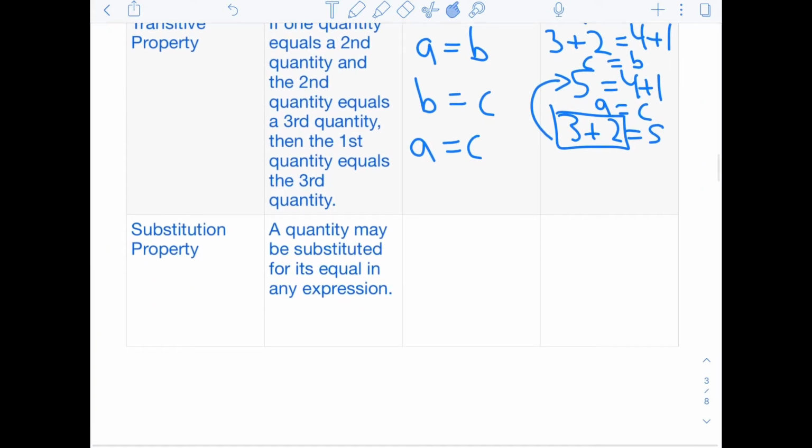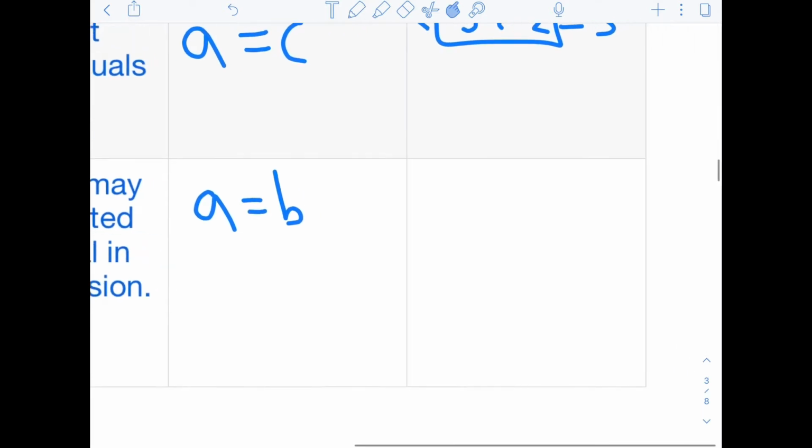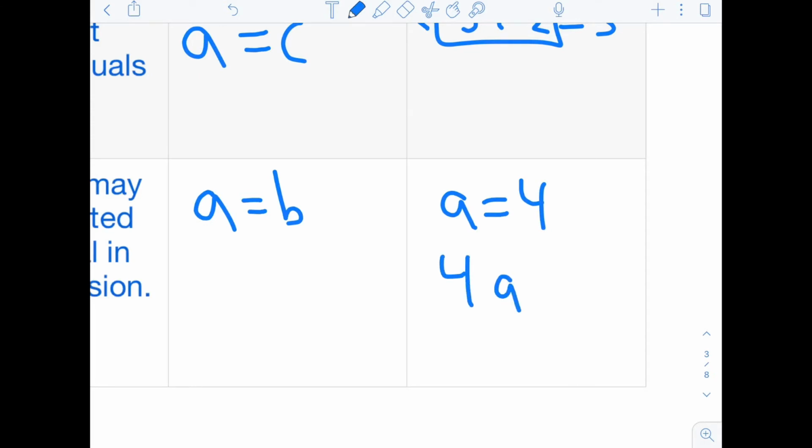And then another property is the substitution property, which says that a quantity may be substituted for its equal in any expression. So if A equals B, then A may be replaced by B in any expression. For example, if A equals 4, then 4A equals 4 times 4. Because A and 4 are the same thing, I could substitute 4 for A, and you'll get that 4 times 4 is 16.